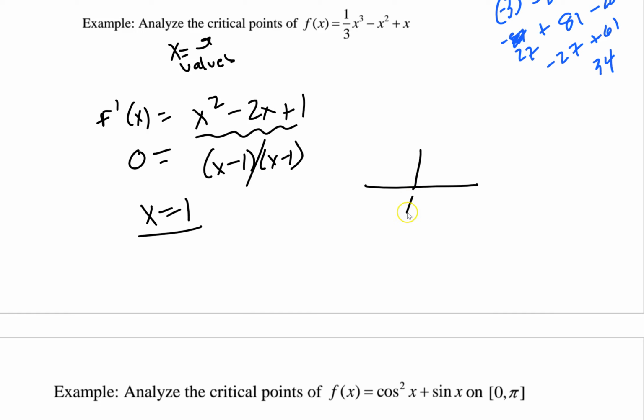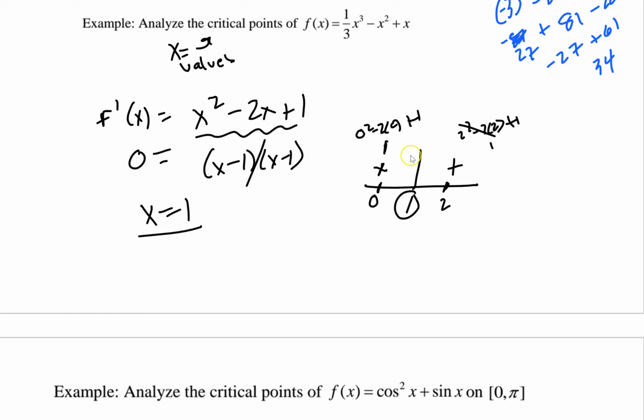So plug that in. So there's my sign chart. Again, normally I would do the intervals negative infinity to 1, 1 to infinity, but in this case we're only talking about what type of point this is. That's all I care about right now. A test point like 0, a test point like 2. Plug it into your derivative. So 0 squared minus 2 times 0 plus 1, I get 1, which is positive. Plug in 2. 2 squared minus 2 times 2 plus 1, I'm going to get 1. Positive again.